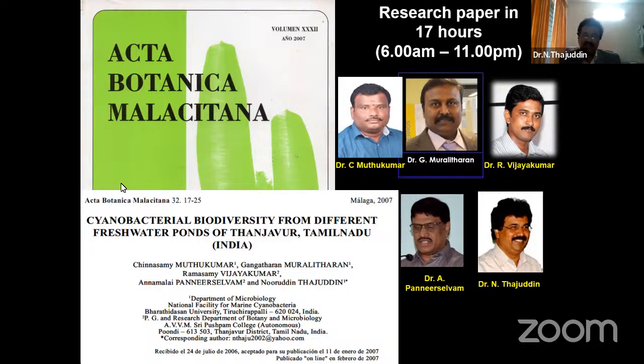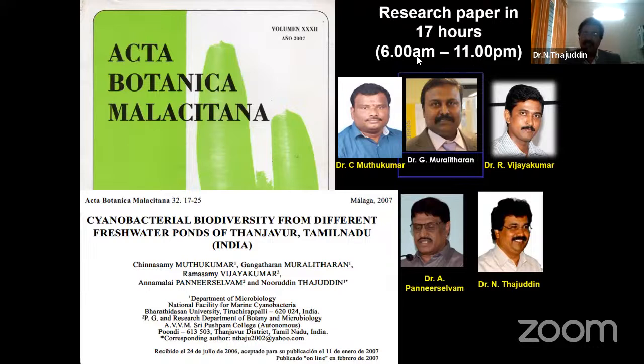The survey and the collection ended at 1 o'clock. Then after lunch, we took the algal samples to Bharathidasan University, Tiruchirappalli. Again, it takes nearly 1.5 hours to reach the university. And the water samples were analyzed by Dr. Panneerselvam sir's group. And we worked with the microscope on identification and statistical analysis, everything we did at the university. Meantime, at 6 o'clock, we received the water analysis data.